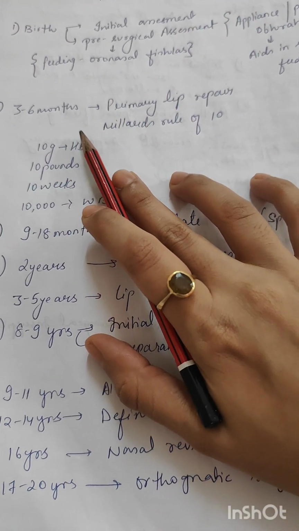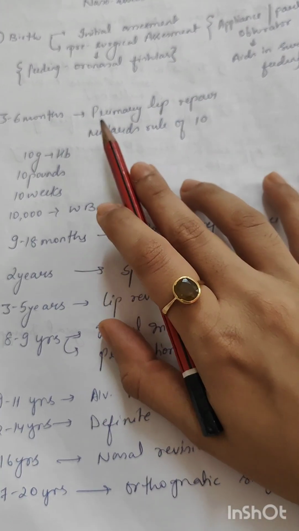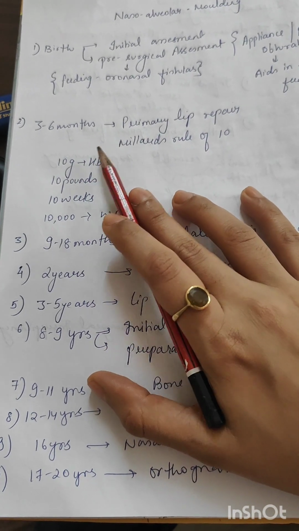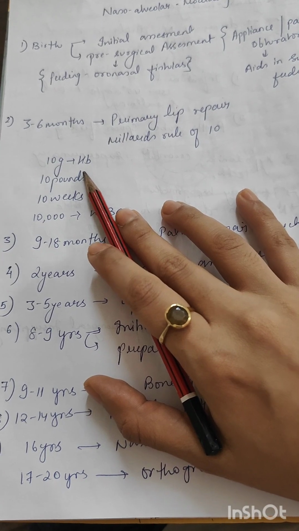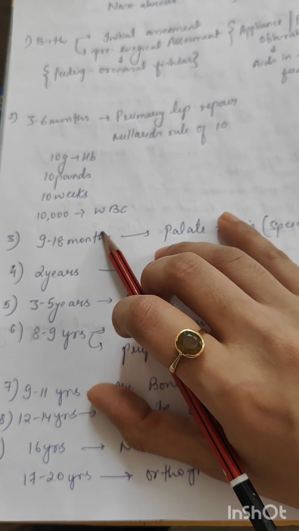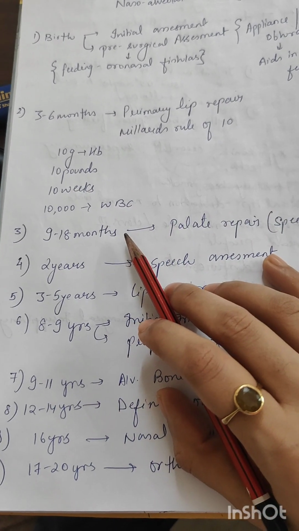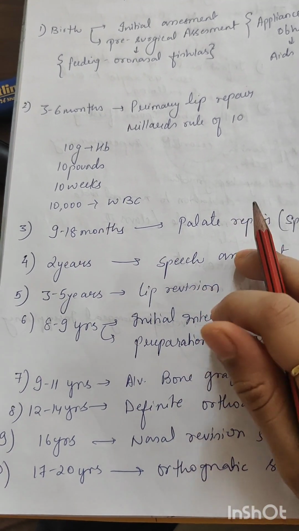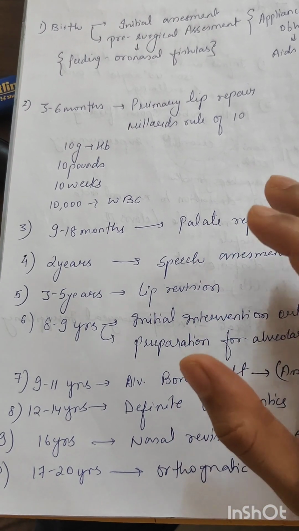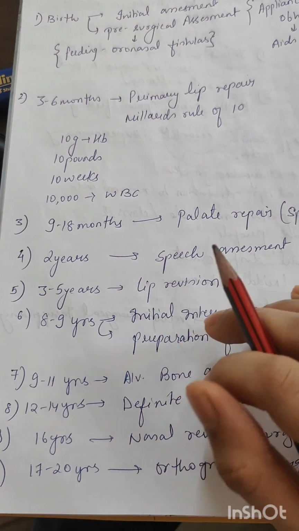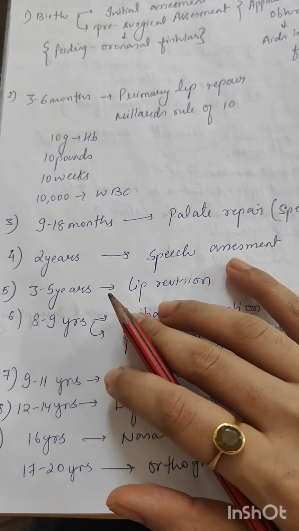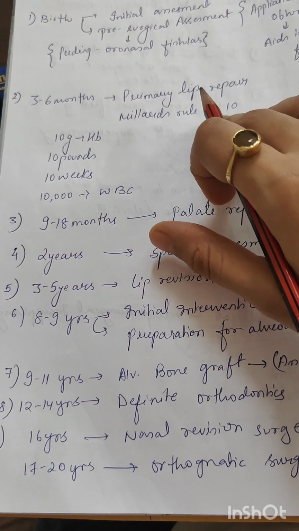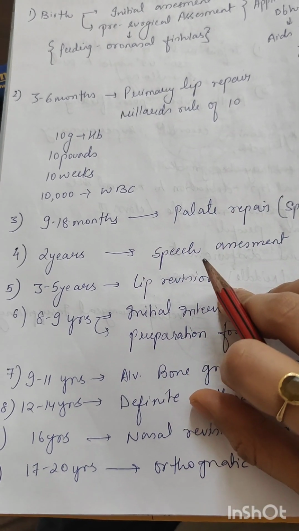Then at 3 to 6 months, primary lip repair, in which Millard's rule of 10 should be followed: 10 grams of hemoglobin, 10 pounds weight, 10 weeks of age, and 10,000 WBCs. Then at 9 to 18 months, palate repair should be done, because speech begins at the age of 2 years. So at 2 years, speech assessment should be done. At 3 to 5 years, lip revision surgery. Remember, 3 to 6 months lip repair, 3 to 5 years lip revision surgery.